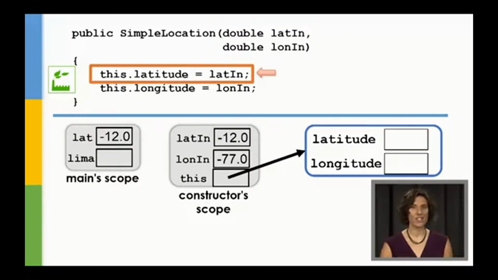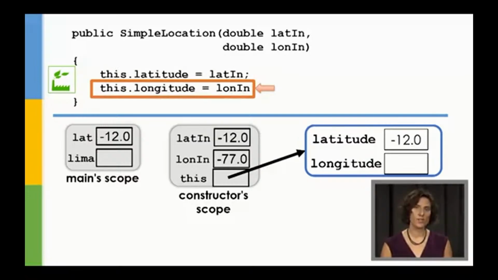So now we can go ahead and trace through the rest of the constructor. We see that that first line of the constructor takes the value of lat in, which is inside the constructor scope, and copies that value over into this dot latitude. So we follow the arrow and copy that into the member variable latitude inside the object. Same thing happens with the longitude variable. We just copy the value from lon in over into the object's version of the longitude variable.